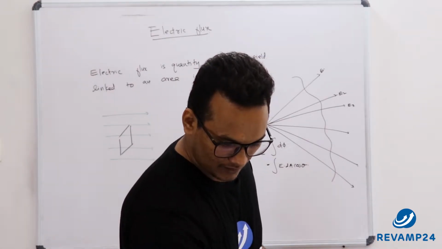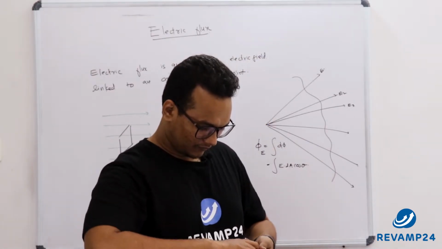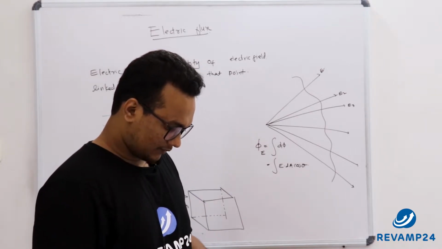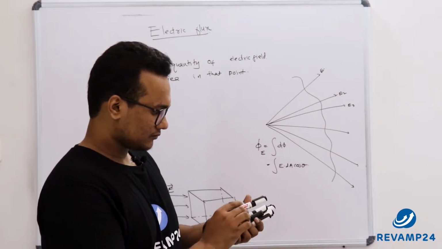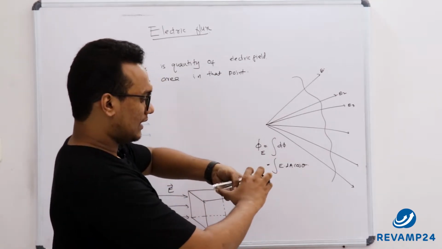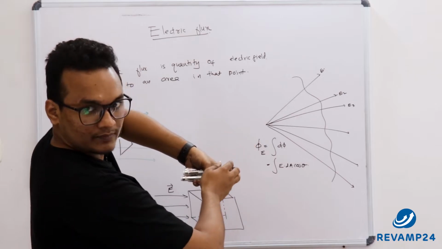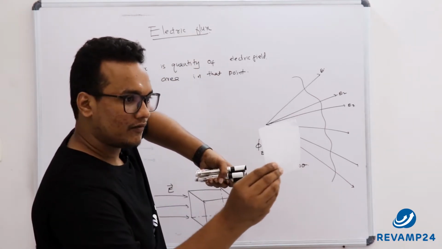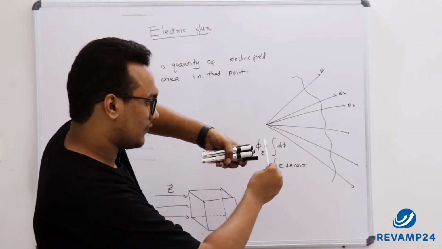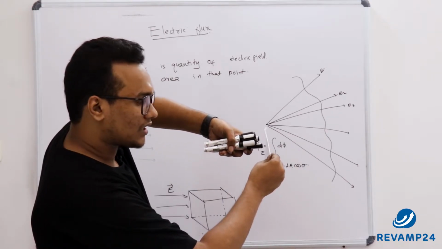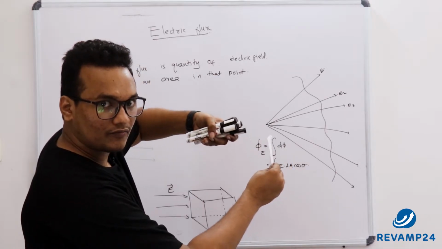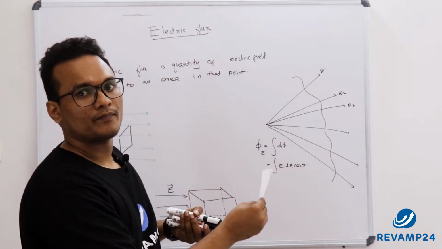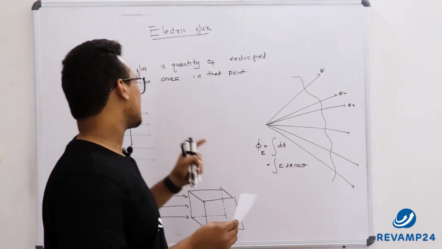Say for example, let's say we have electric field lines projected in this way. So in a space, these are the electric field lines projected, going in this direction. Now I'm going to consider an area. This is my area element. When I keep the area in the electric field, the total number of field lines passing through the area is nothing but electric flux, or it is defined in this way.